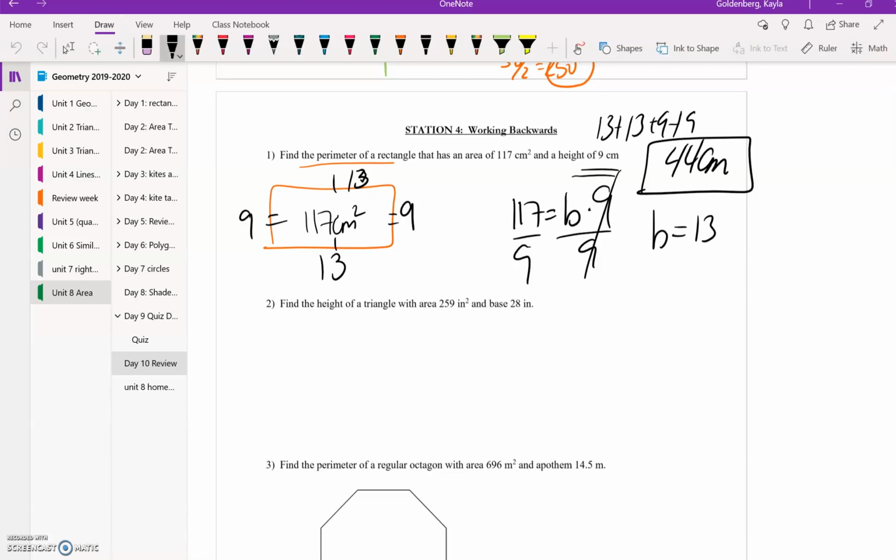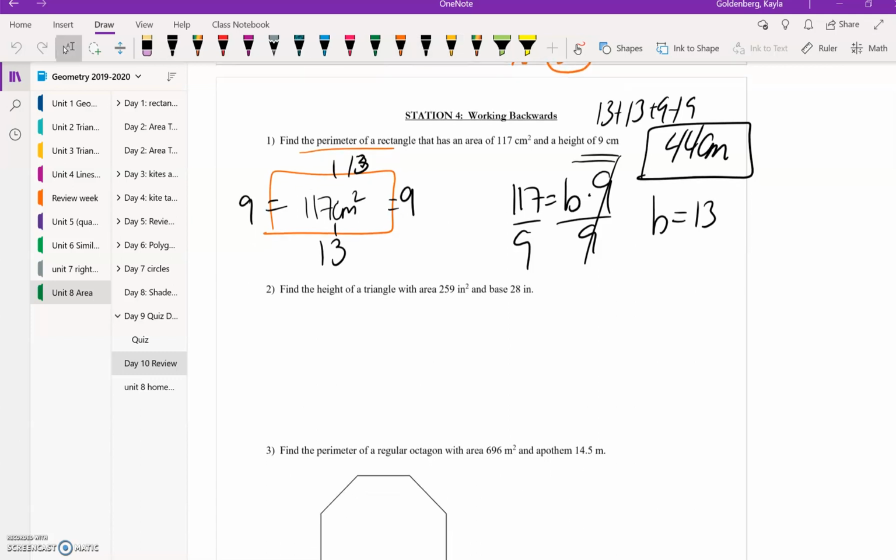Hey guys, last couple of problems for working backwards. So this one says a height of a triangle with an area of 259 and a base of 28. So we're looking for the height. I'm just going to draw a standard looking triangle and draw in the height. We're looking for it, so I'm going to call that H. It tells me the base is 28, so I'm going to label my base as 28.